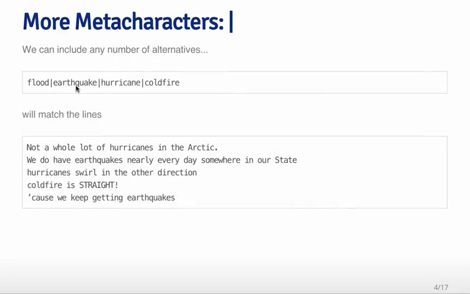You can include any number of alternatives that you'd like. So here it can match flood, earthquake, hurricane, or cold fire. So all of these different lines get matched, even though it's a different literal that's identifying in every single one.